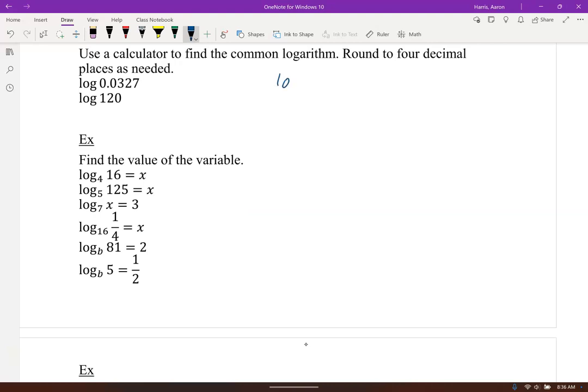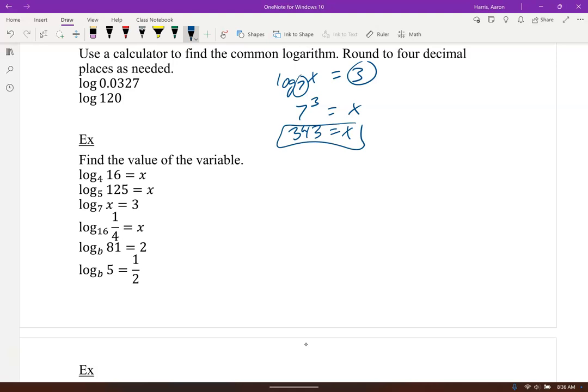Third one is log base 7 of x equals 3. So I'm going to go 7 to the third equals x. Well, this time notice that the x is just on the right-hand side, so I just got to find what 7 to the third is. 7 times 7 times 7 is 343. That is what x is, and I'm all done. I found the value of the variable there.